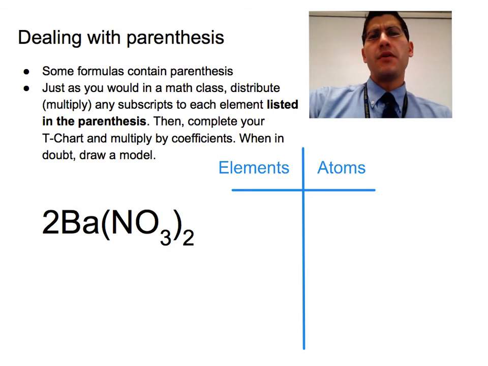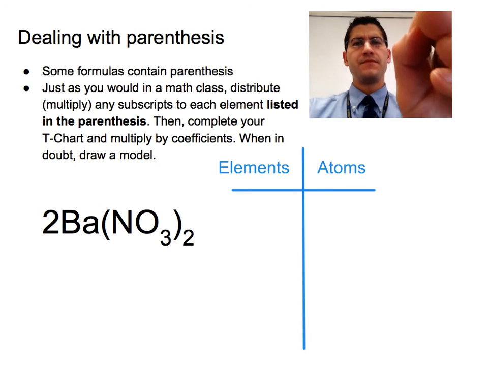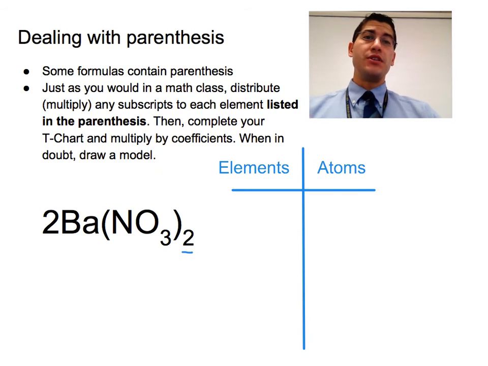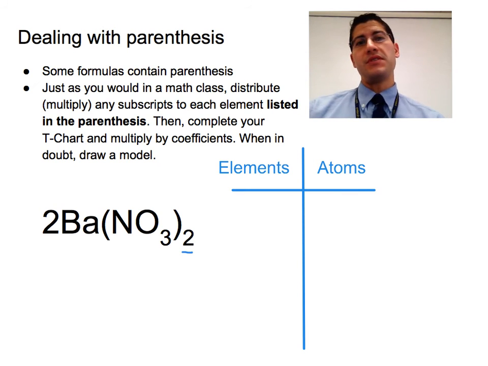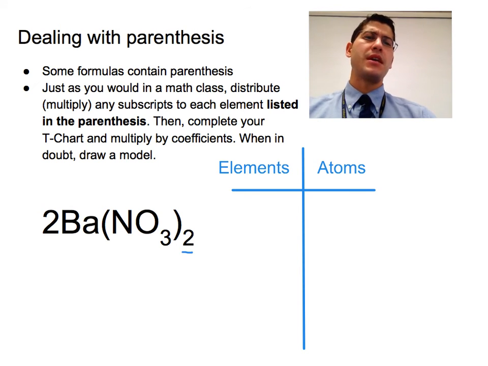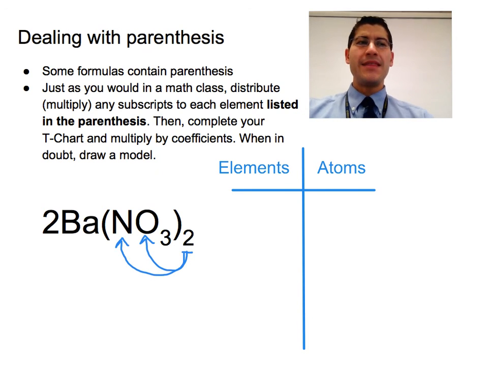Some chemical formulas contain parentheses. It's not a big deal. Don't let it throw you off. In a math class, what do you do with a number that is outside of a parentheses? You distribute it to whatever is in the parentheses, or you multiply by each of the terms in the parentheses. It's the same with a chemical formula. A subscript found outside of a parentheses is distributed or applied to all of the elements in the parentheses. After you've distributed, you just complete your T-chart as normal.